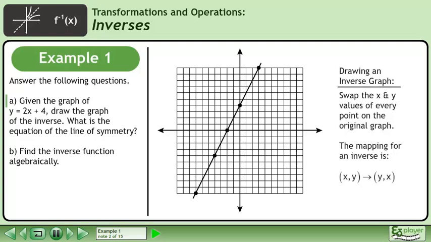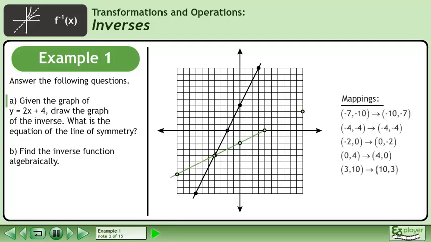To draw an inverse graph, we swap the x and y values of every point on the original graph. The mapping for an inverse transformation is shown. In words, this says interchange the x and y values of every point on the graph. Transform each point and draw the graph.